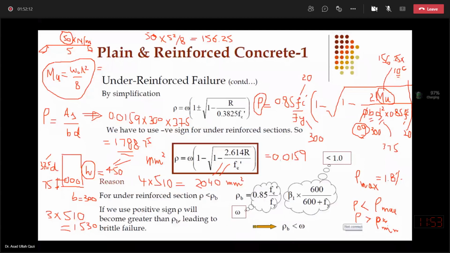If I select 2 number 25 plus 2 number 19 bars, then 2 number 25 means 2 into 510, and 2 number 19 means 2 into the nominal area of number 19, which is 284. How much answer will I get? 1588.